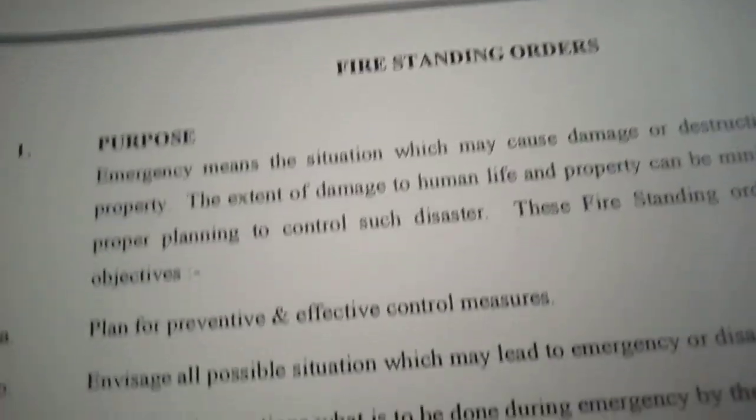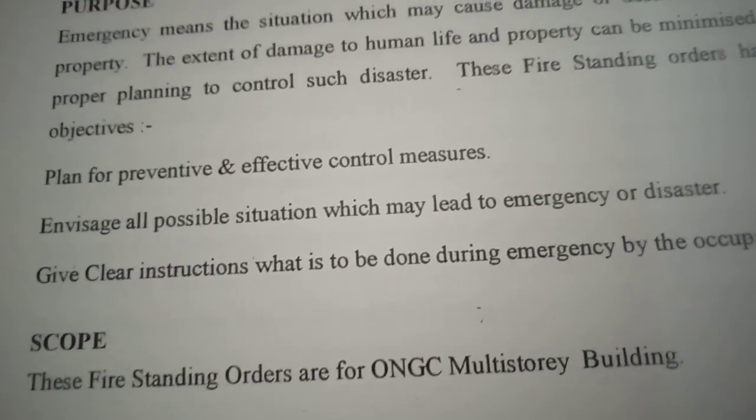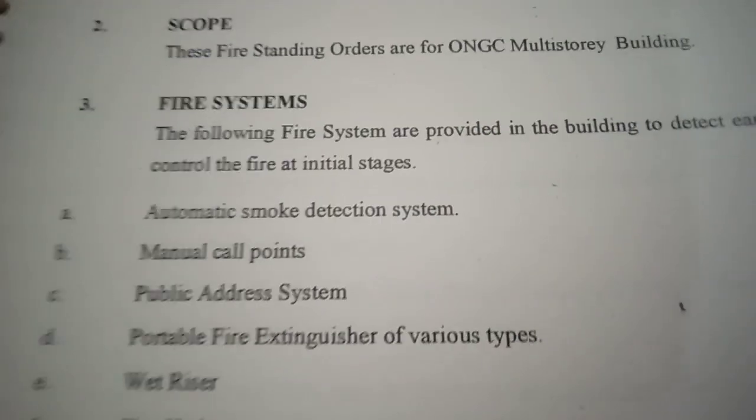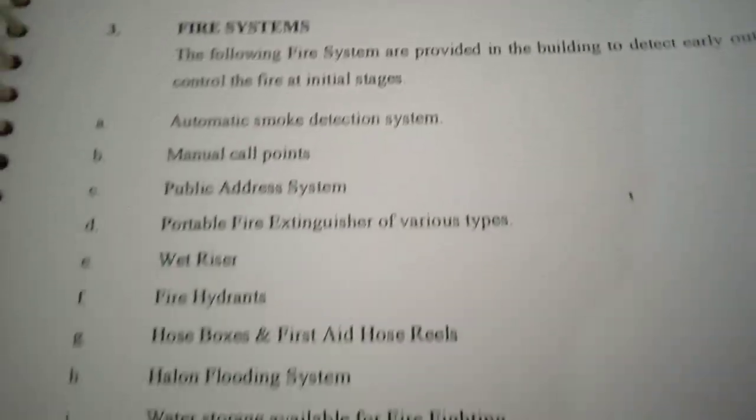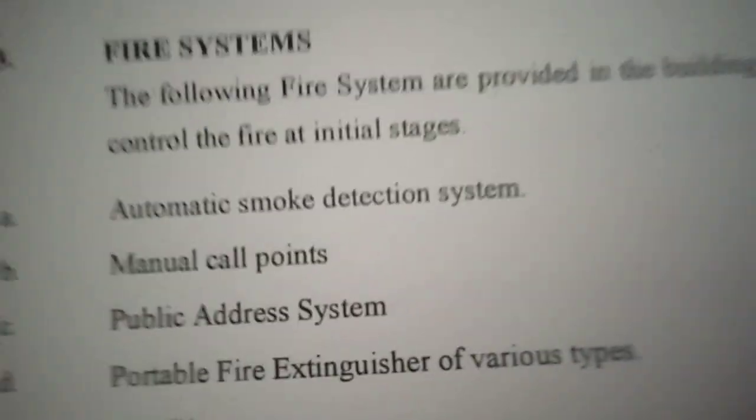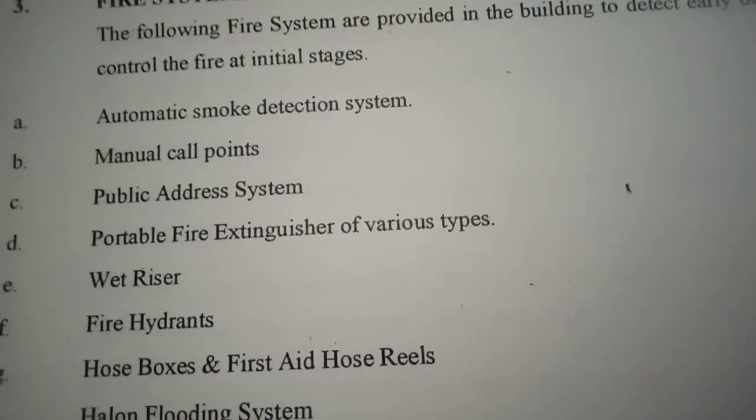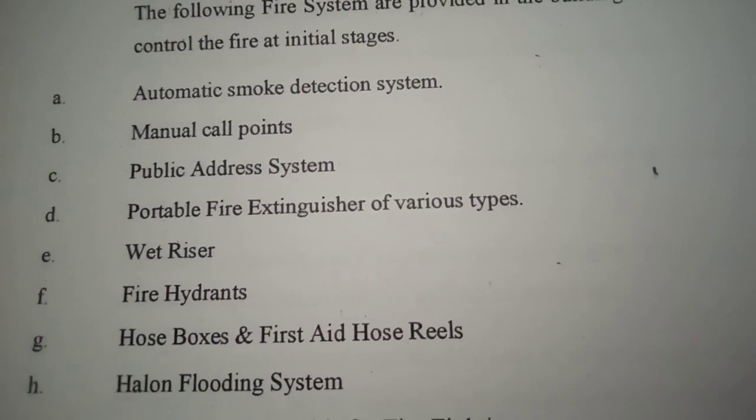If we are talking about the scope of the fire, the main importance is to protect the workers, buildings, property, human life, workers' lives, and the environment. The following fire systems are provided in the building to detect early outbreak of fire and to control the fire at the initial stage. You need to maintain all these fire system points.